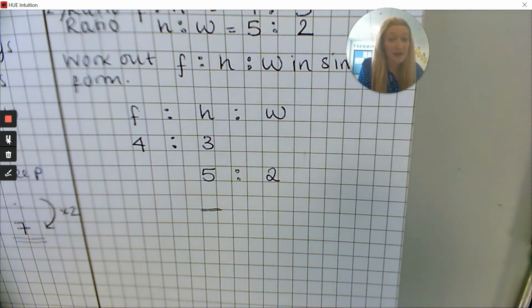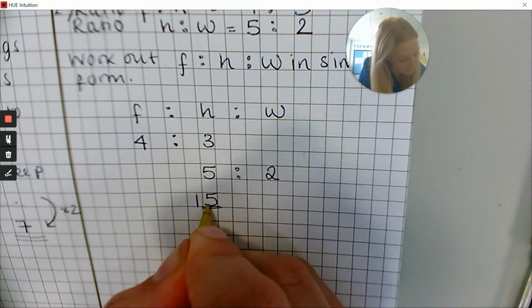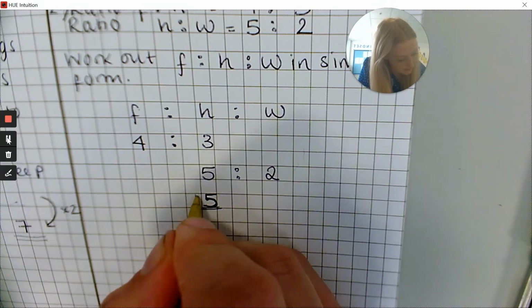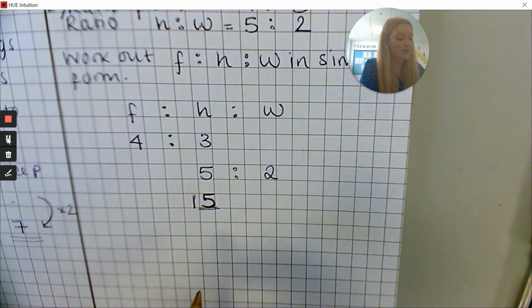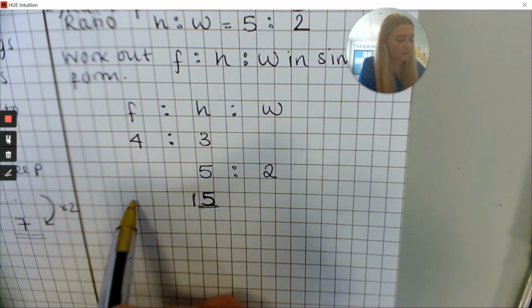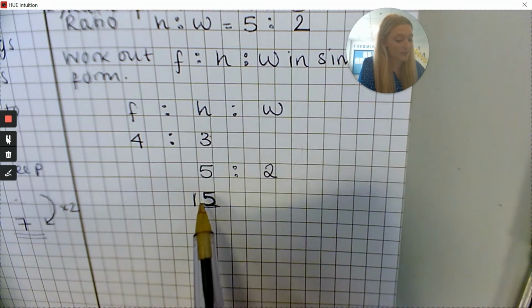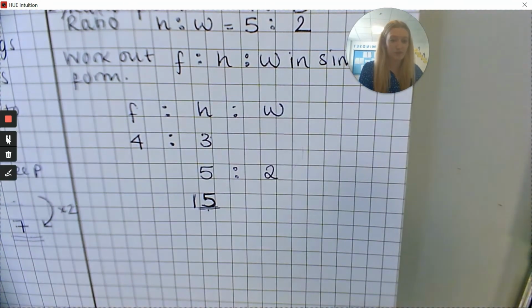Brilliant. That number is 15. So I put 15 in this H column, and it means that I can now navigate between this row and this row, and this row and this row, because 3 times by something gives me 15, and 5 times by something gives me 15.